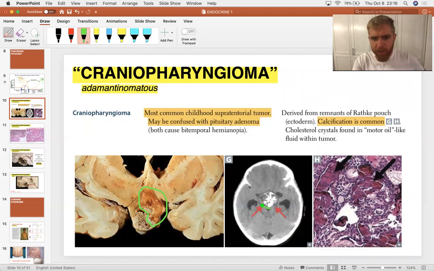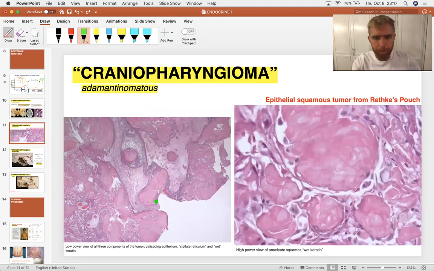Here is your axial CT showing this centrally located mass. And again, that's suprasellar, supratentorial. Pituitary adenoma is the differential, but in a kid, this craniopharyngioma, I would say, is more common. This thing could calcify, so you might catch it on X-ray. I don't know why you'd be X-raying the head. Maybe kid got hit in the head, or CT definitely. Cholesterol crystals in this motor oil-like fluid, and that's all that First Aid thinks you need to know about the craniopharyngioma. Here's histology.